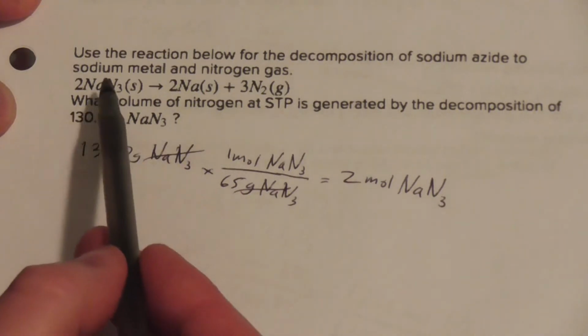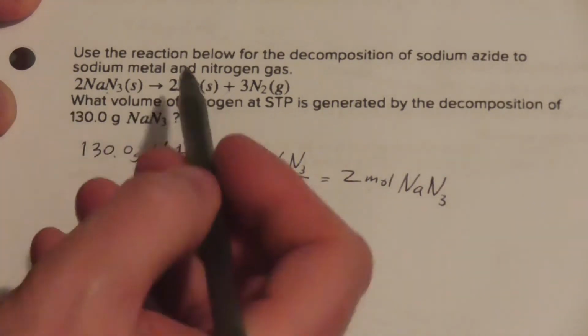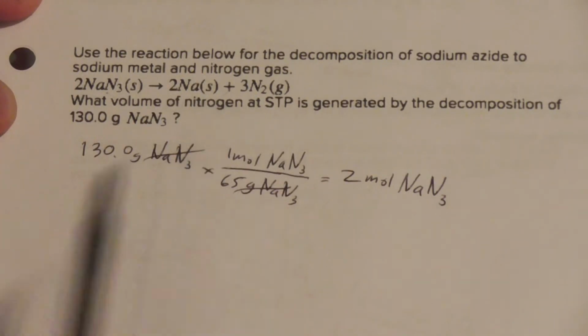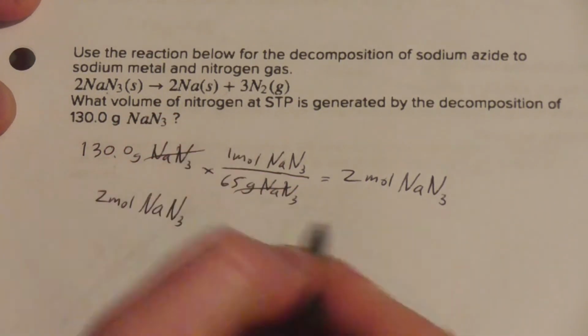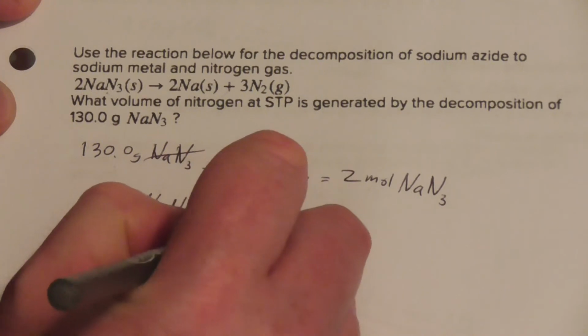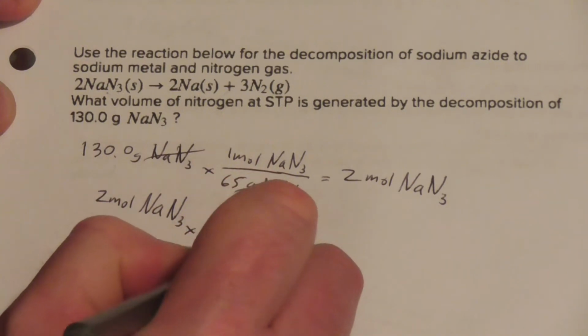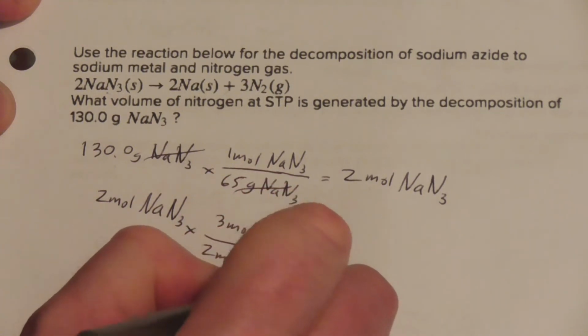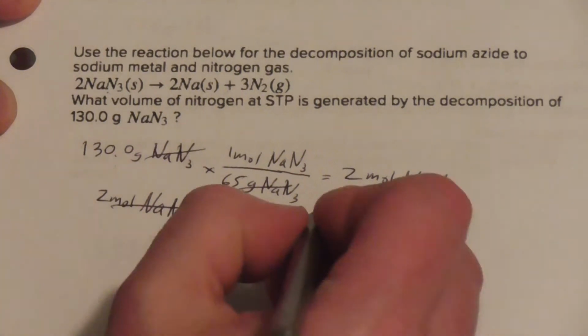That was my next step, right? I have my balanced equation, then units to moles. Then from there I use my mole ratio. I'm interested in nitrogen. So I'm going to have 2 moles of sodium azide, and then I'm going to feed that through my mole ratio. What am I interested in? I'm interested in 3 moles of nitrogen over 2 moles of sodium azide. That way the moles of sodium azide cancel out. And I get 2 times 3, which is 6, divided by 2, which is 3.